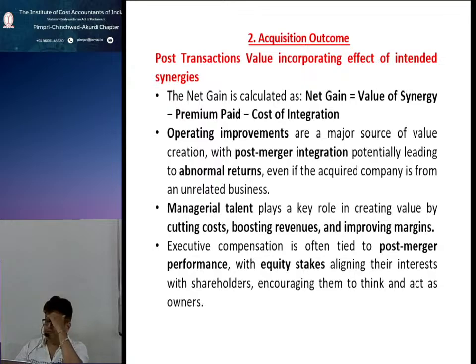Post-transaction value incorporating effect of intended synergies, the net gain is calculated as: net gain is equal to value of synergy minus premium paid minus cost of integration. Operating improvements are a major source of value creation, with post-merger integration potentially leading to abnormal returns even if the acquired company is from an unrelated business. Managerial talent plays a key role in creating value by cutting costs, boosting revenues and improving margins. Executive compensation is often tied to post-merger performance, with equity stakes aligning their interests with shareholders, encouraging them to think and act as owners.